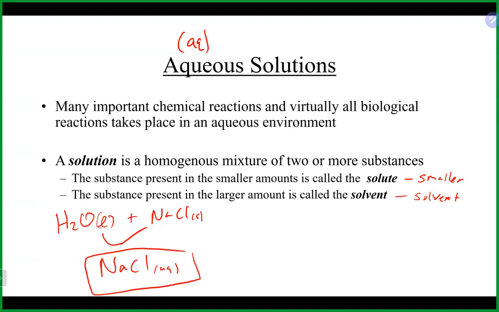So something with aqueous means there should be those two parts together: a solute that's dissolved in a solvent. The solute for a solution is always the name of it. So if I have a sodium chloride solution, the solute is sodium chloride. If I have a potassium chloride solution, potassium chloride would be the solute.